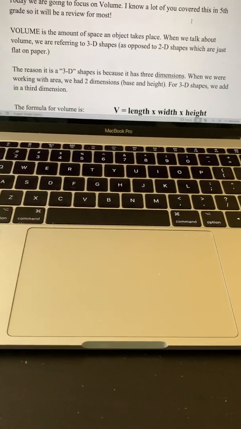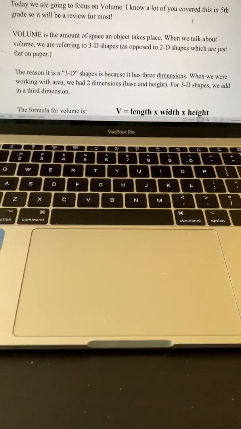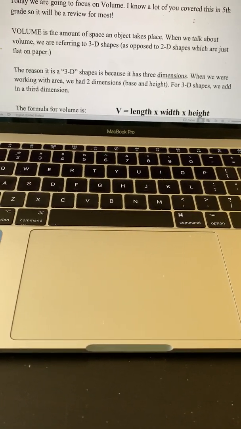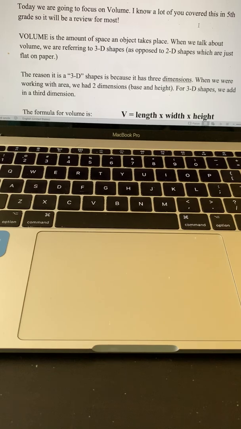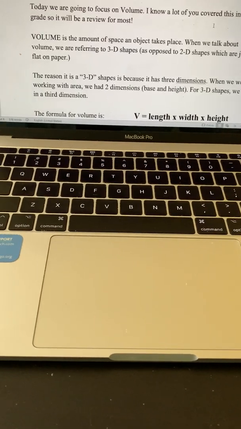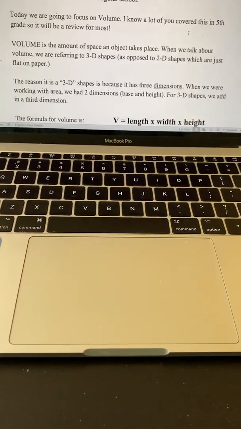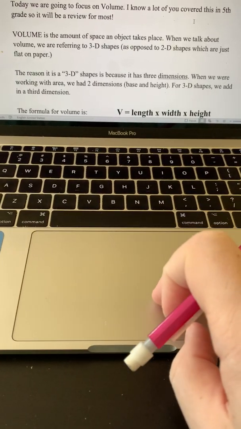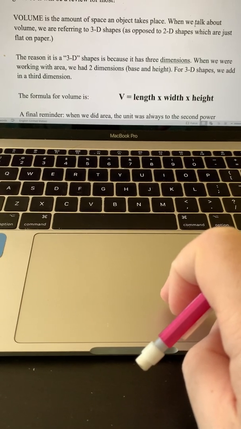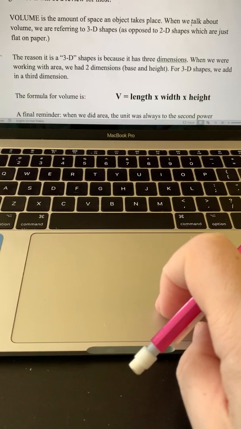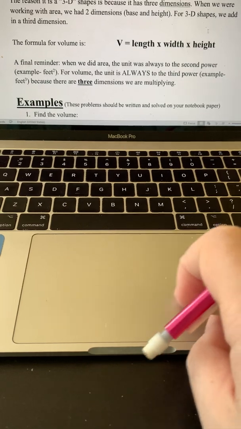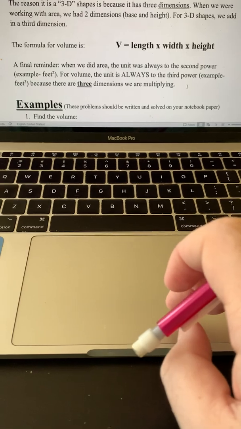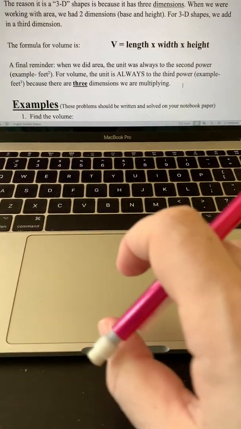Volume is the amount of space an object takes up. When we talk about volume, we're referring to 3D shapes as opposed to 2D shapes, which are just flat on paper. So 3D shapes are things that we can actually touch and put things inside. The reason it's a 3D shape is because it has 3 dimensions. When we were working on area, we had 2 dimensions, base and height. For 3D shapes, we add a 3rd dimension. The formula for volume is length times width times height. That's what you'll write for each problem as soon as you start it.